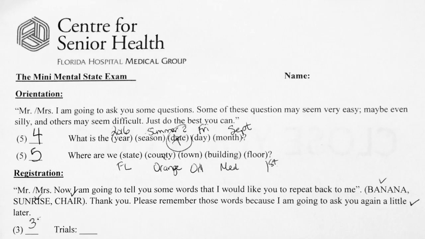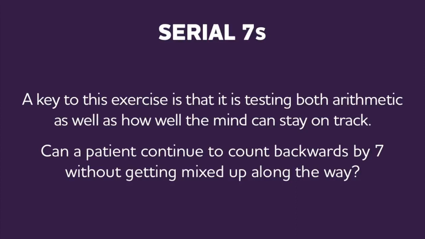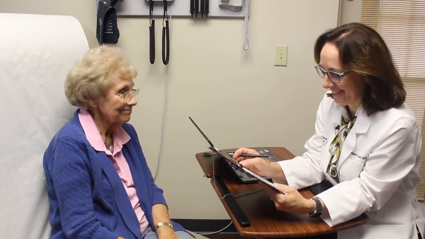Here you can see Dr. Laird is adding the patient's answers and scoring as she moves along. Notice she also put a small check mark after the reminder she gave the patient to remember the 3 words. Next, Dr. Laird will ask the patient to complete the serial 7s item. This item is used to assess simple arithmetic, but more importantly, it shows the ability of the mind to stay on track. A key to scoring has to do with how many times in a row the patient can complete the subtraction of 7.